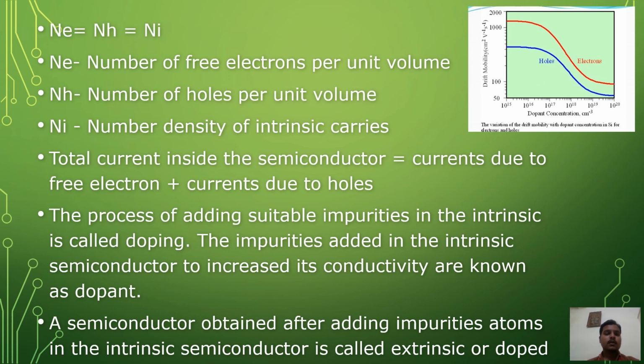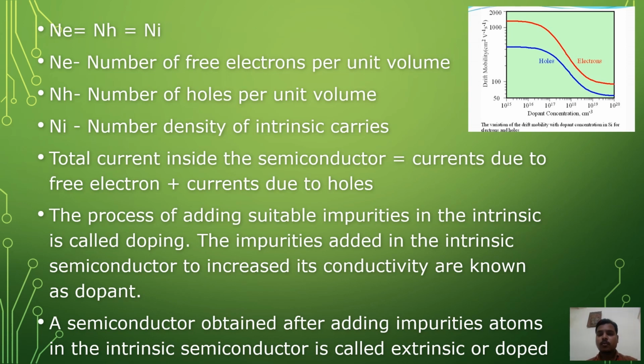Here we can see the total current inside the semiconductor equals the current due to free electrons plus the current due to holes. The process of adding suitable impurities to the intrinsic semiconductor is called doping. The impurities added in an intrinsic semiconductor to increase the conductivity are known as dopants. A semiconductor after adding impurity atoms to an intrinsic semiconductor is called extrinsic or doped. You can see the image on the screen which explains the graph.